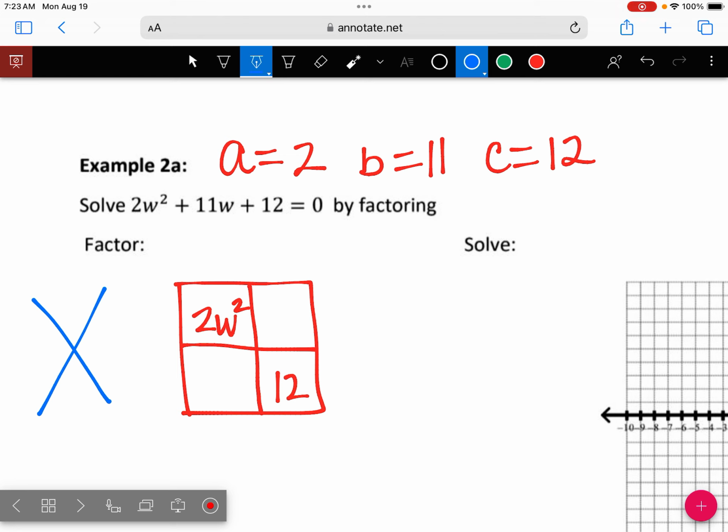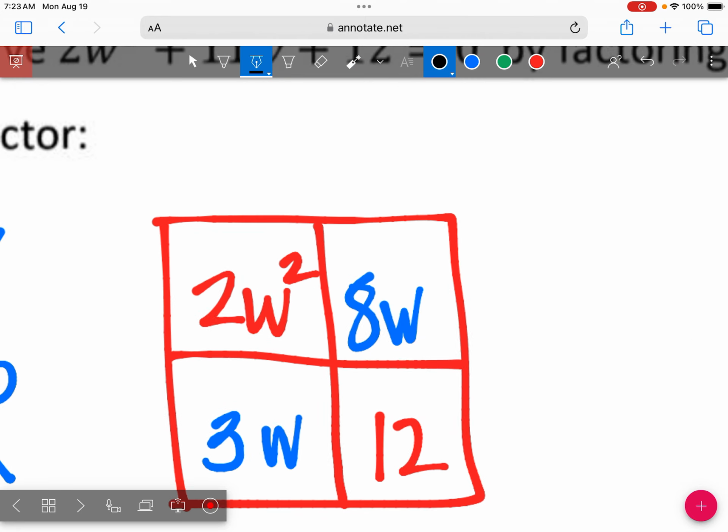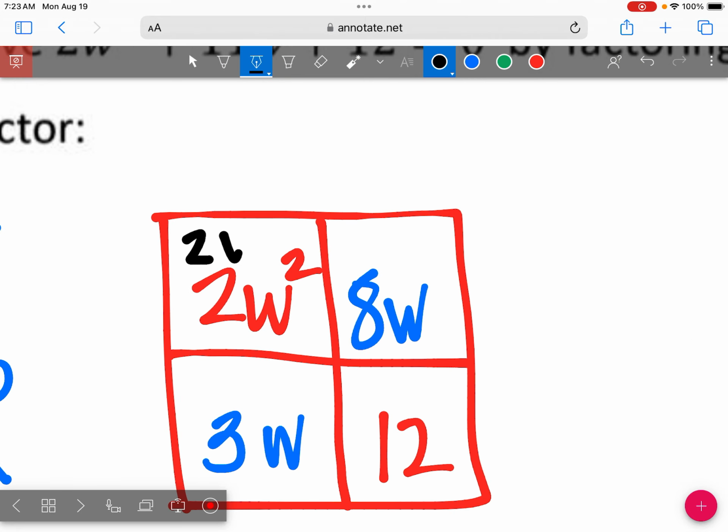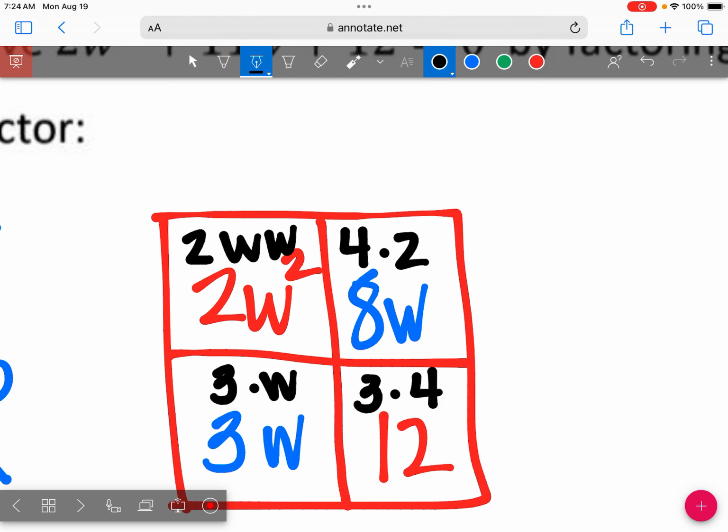What were your numbers that multiplied to 24 but added to 11? 8 times 3. So we're going to put that in the other two squares. So multiply to 24, add to 11 would be 8 times 3. So, in this box, you have a 2, a W, a W. And in this box, you have a 3 and a W. And then you have a 4 times 2 and a 3 times 4. Oh, and this one you got a W too.